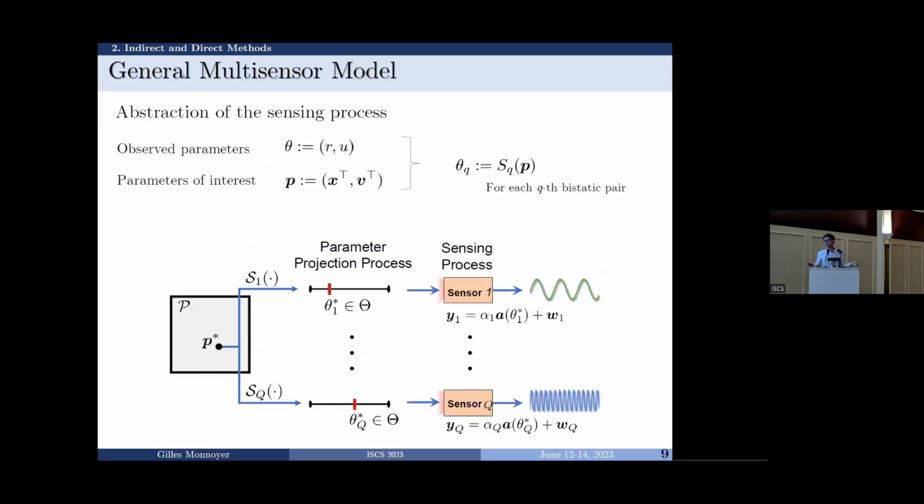Now, if we go to the global model of the multistatic radar, we can see it first as the parameter of interest, which is the location and the velocity. And there is also a parameter which is observed, theta, as I explained before. So we have kind of a two-step estimation. In the first model, the parameter of interest is projected on an observed domain, and this observed domain is then sent to get the measurements y index 1 to Q. Q is the index for the receiver.